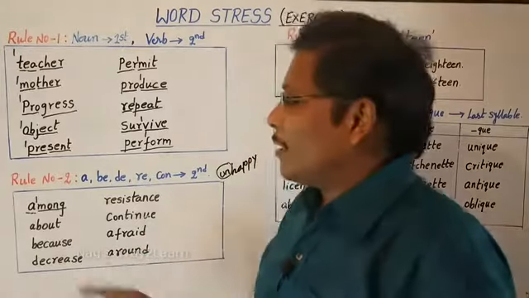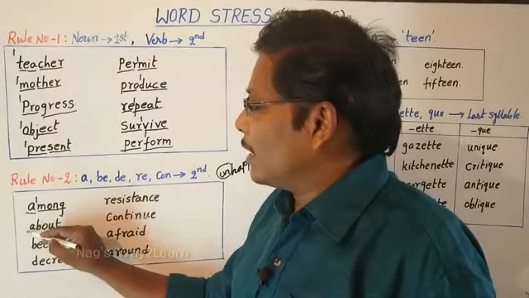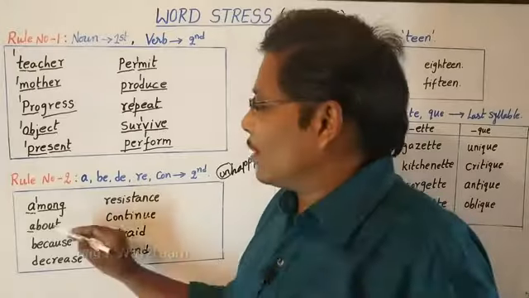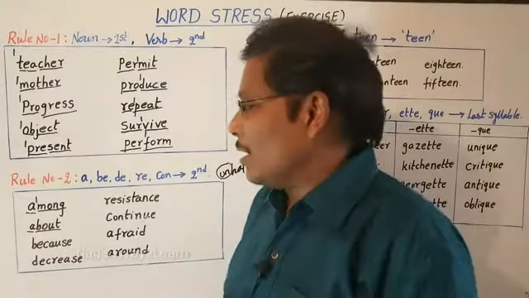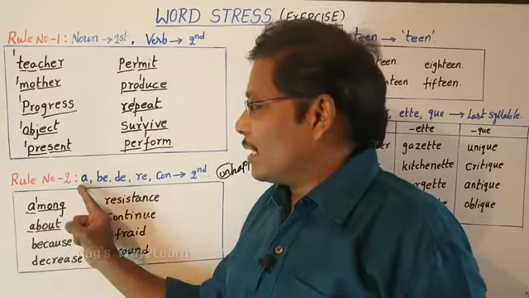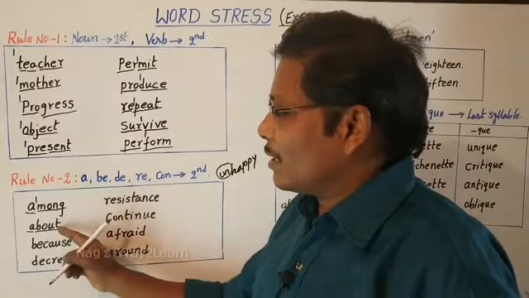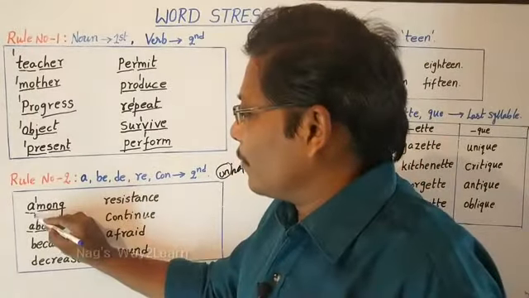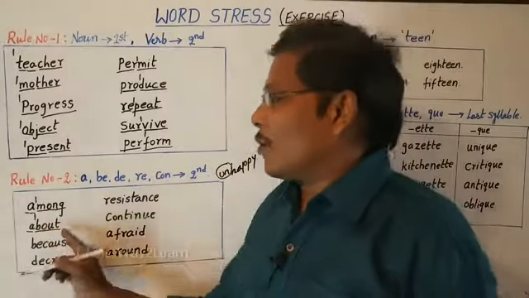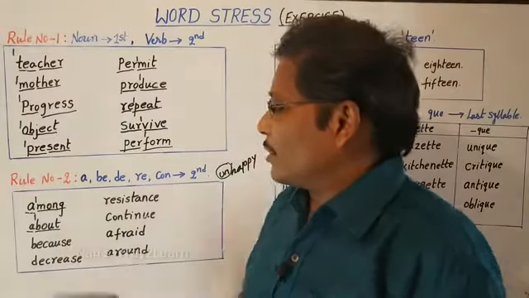In the same way, about. A is the first syllable. Bout is the second syllable, and there is the prefix a. So you put the stress on the second syllable. What is the second syllable here? Bout. So you put the stress mark on bout like this. So about. Okay, about.